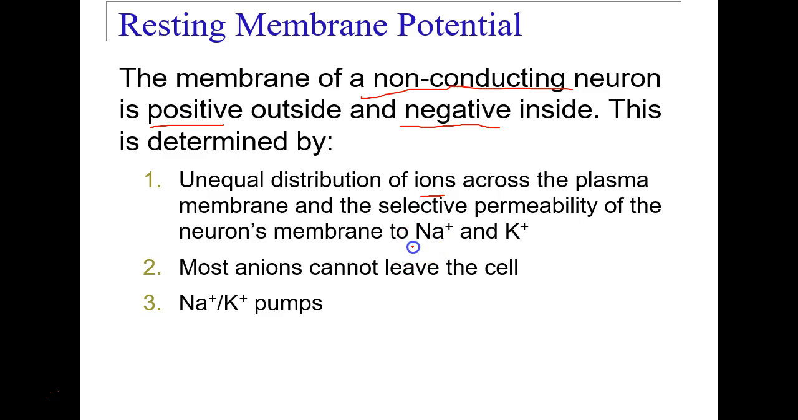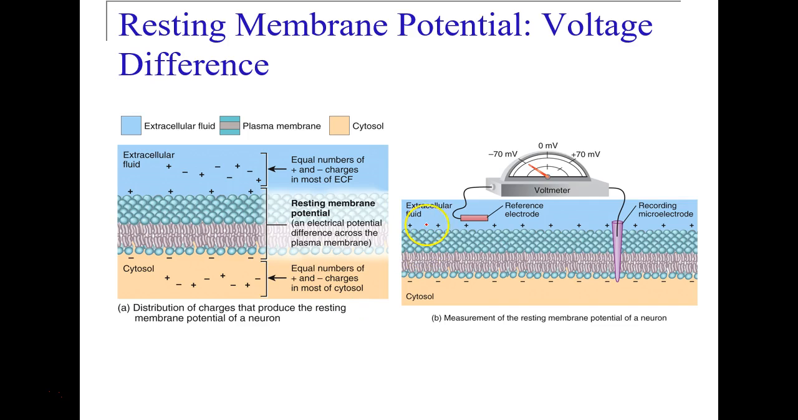Okay, so to keep things positive outside, negative inside, we have the unequal distribution of ions through that plasma membrane. Okay, so more sodium on the outside, more potassium on the inside. Then we have most anions are not going to be able to leave the cell, so more negativity is inside the cell. And then we have sodium-potassium pumps that keep things equal because of those leakage channels. So here you can see more positive on the outside, more negative on the inside. So a number to make note of is negative 70 millivolts. That will be the resting membrane potential.